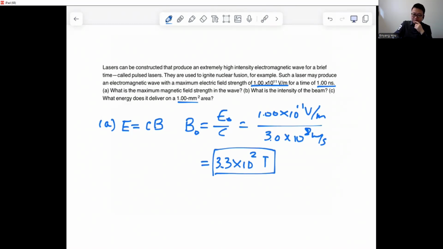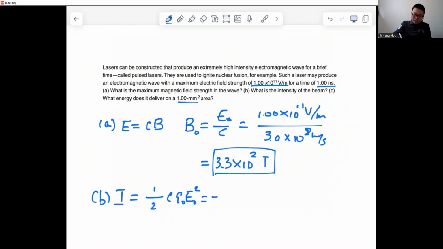Okay, so that's that one. B, what's the intensity of the beam? So it's I. There are a few expressions you can look up in the slide. Because we are given the maximum electric field, we can use this: I equals, if we are using the maximum, then it will be 1/2 of C, the speed of light, epsilon naught, and E naught squared. If you are given RMS, then there's no 1/2.